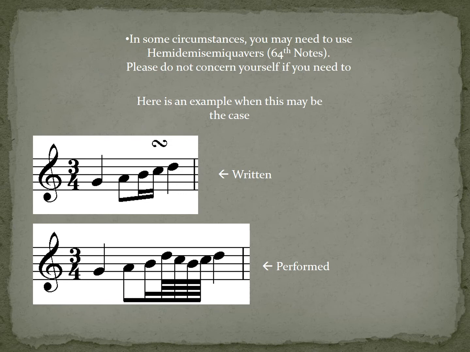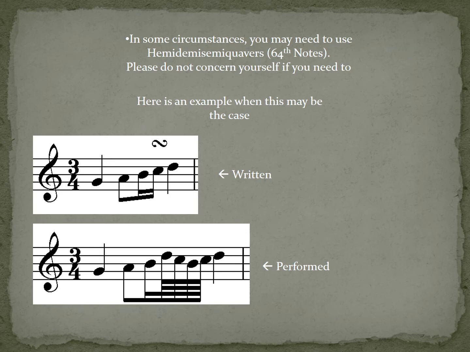Now in some circumstances you might need to use hemi-demi-semiquavers, or 64th notes. These are basically half of a demi-semiquaver. If you've not come across them before, it's four tails instead of three as a demi-semiquaver. So you'd find two hemi-demi-semiquavers in one demi-semiquaver. So please do not concern yourself if you need to use those.